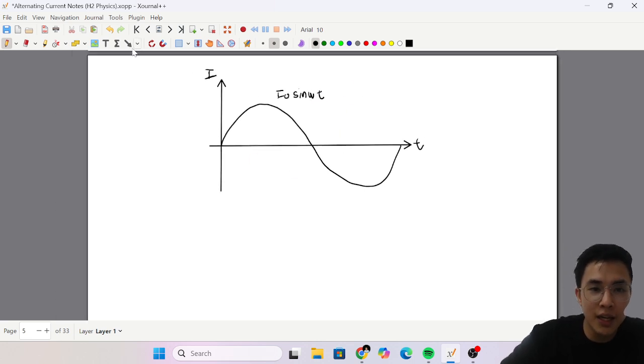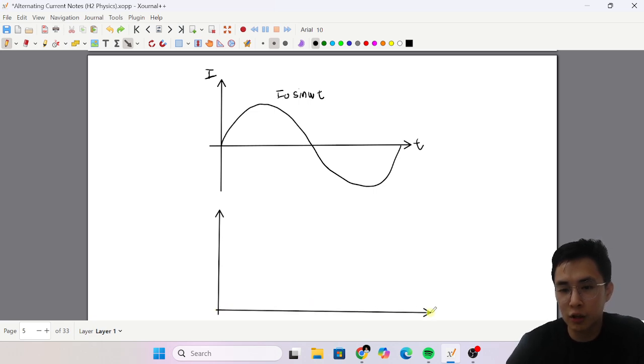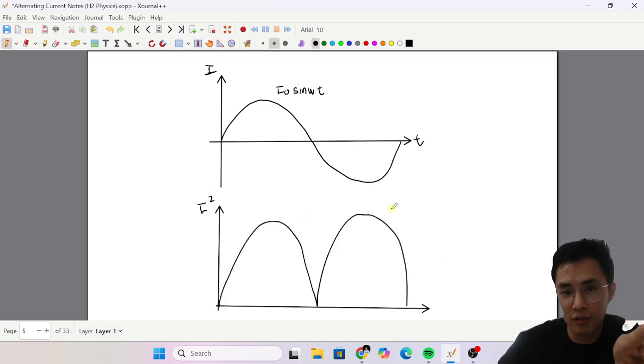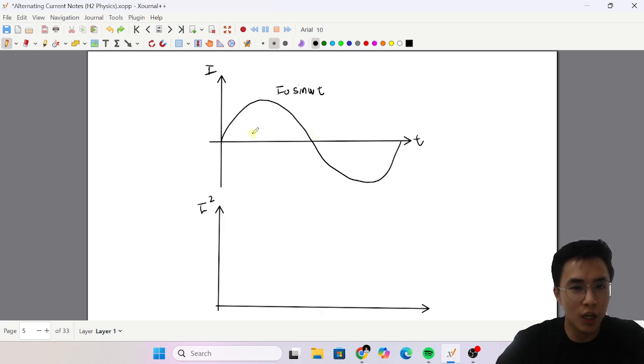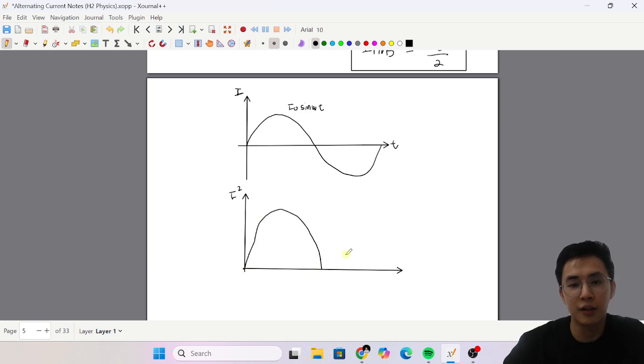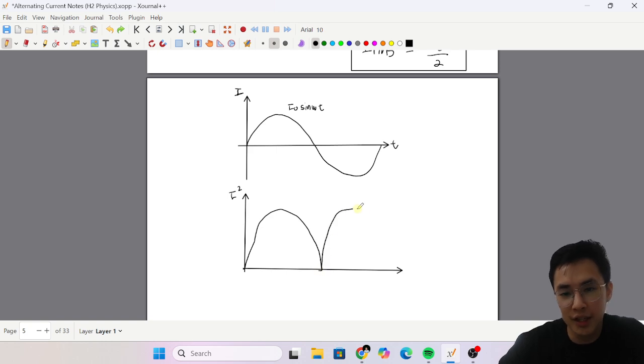Now, some people, when they are too hasty with the drawing, let's say they want to go and draw the I square graph already. Okay, they might actually think that it's like that, but it's wrong. Okay, so look carefully. A common mistake is this: they think that the positive part stays like that once you square it, and then the negative part just flips upside down. So people have this impression that it's like that.